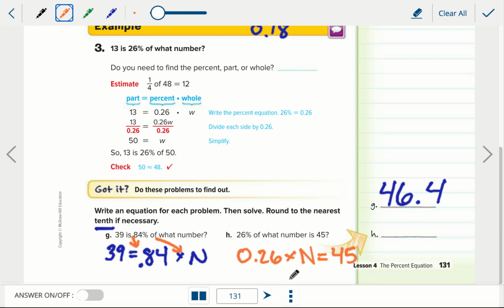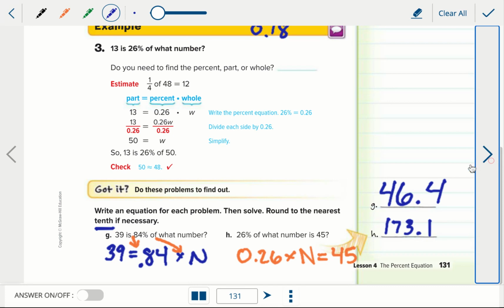So then I solve by dividing 45 divided by 0.26, 26 hundredths. And oh, I get a long number again, don't I? So again, I'm going to round to the nearest tenth. And rounding to the nearest tenth, I get 173 and 1/10 because I had to round there.